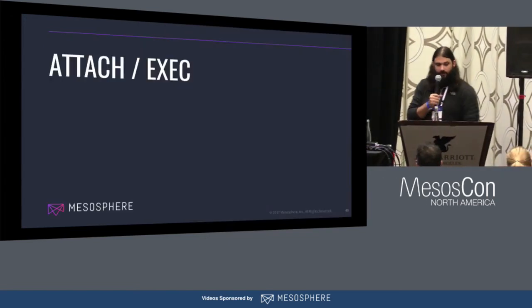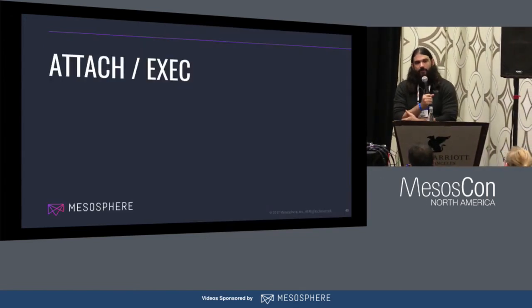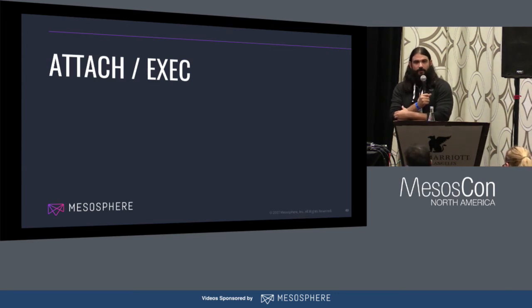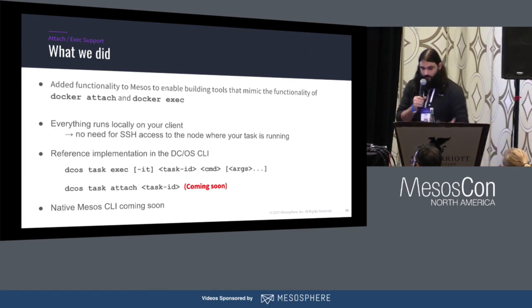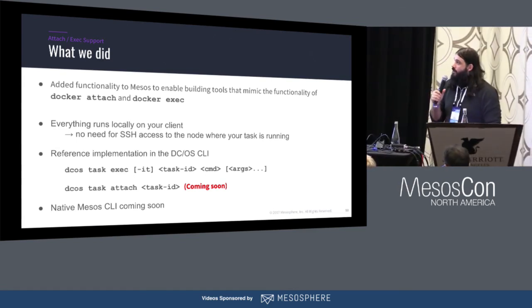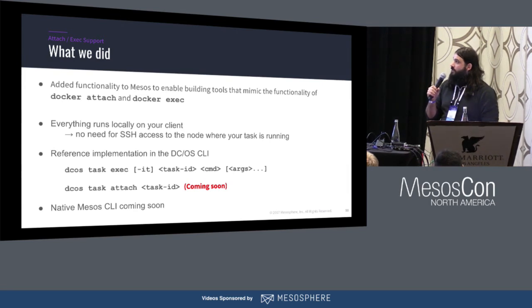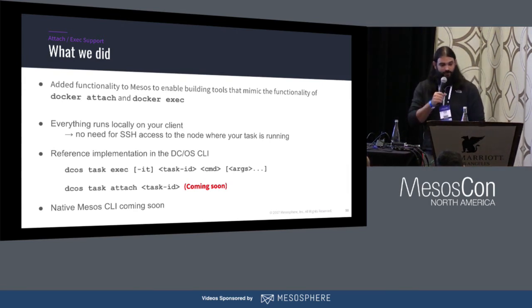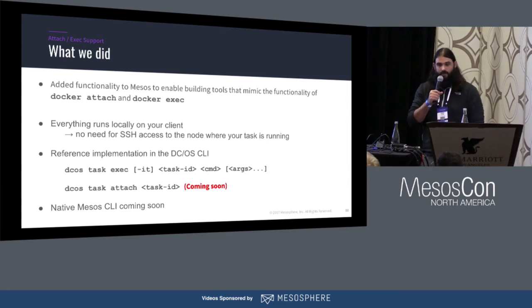So what I'm going to talk about is the attach and exec support that we added into DCOS. So it's basically mimicking the same kind of attach and exec that you would get if you were trying to use the Docker CLI, but now added in for support with Mesos. So a quick overview of what we did to add the support. Like I said, it's added functionality to Mesos to enable building tools that mimic the functionality of Docker attach and Docker exec. So you can jump inside your containers, debug what's going wrong, and then come back out.